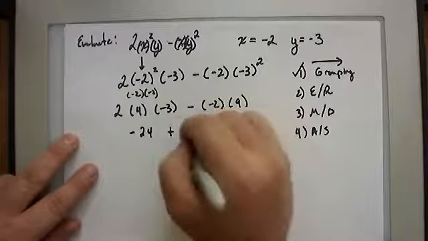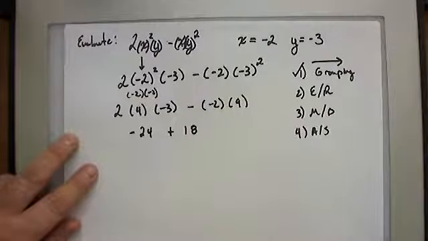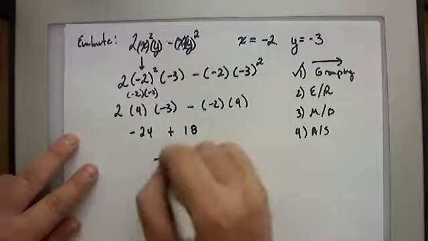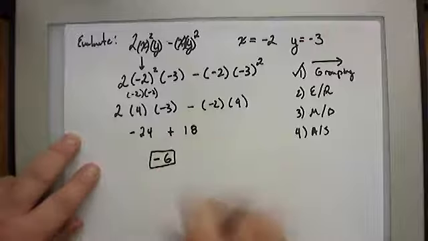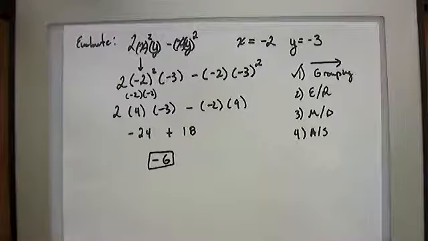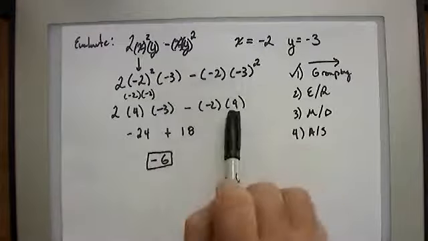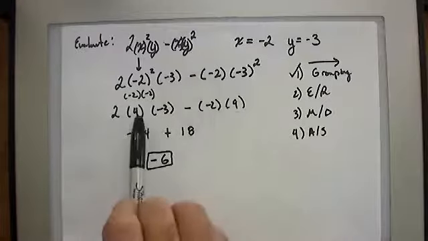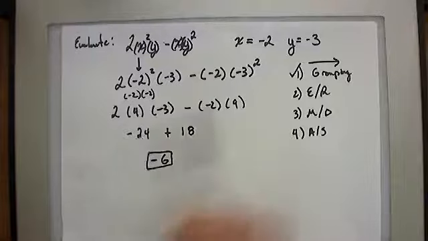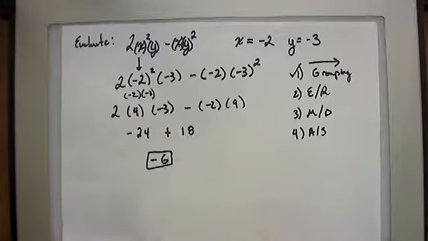2 times 9 is 18. We have -24 plus 18. So that would be -6. Take a minute, make sure it makes sense to you. It's kind of a longer one, right? We said -2 squared is 4. -3 squared is 9. 2 times 4 is 8. Times -3 is -24. Negative and negative is positive. 2 times 9 is 18. -24 and 18 is -6.